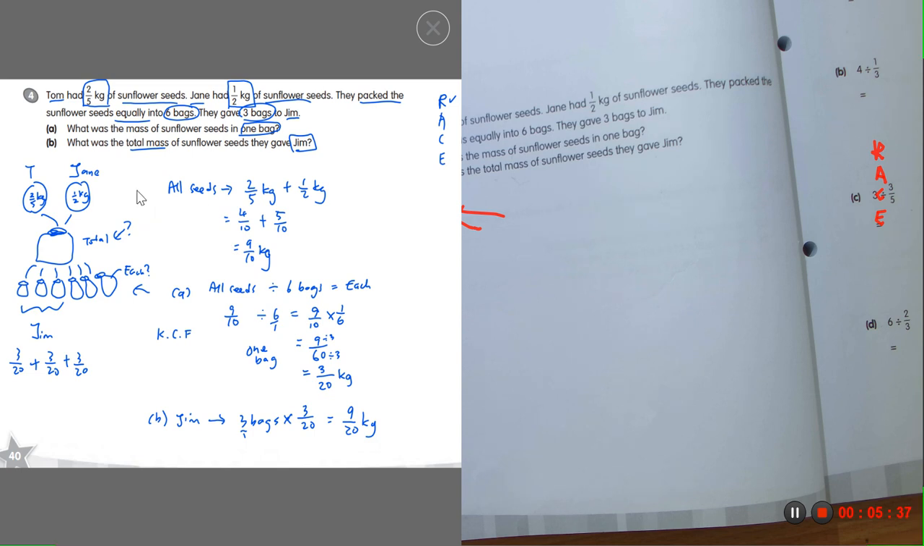This is what I mean by looking for the hidden information or the hidden step you need to have. I need to know I have G.E.T, but do I have the sufficient information? So you see my diagram here shows you the entire story. Tom has some, Jane has some. Put them together, then divide. Step A already asked for, after that then divide already. So I need to find the total.